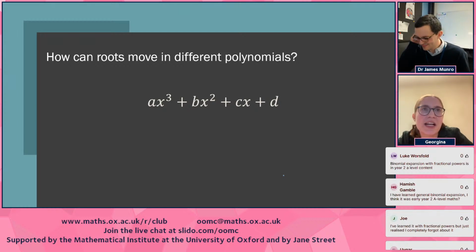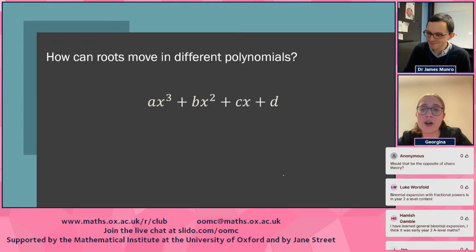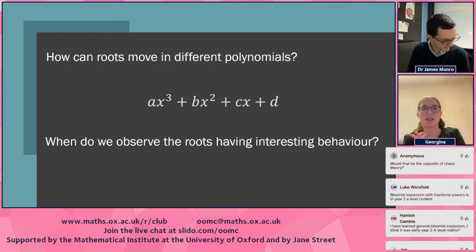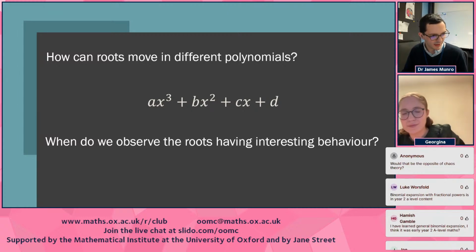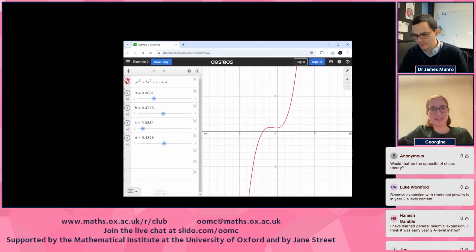So let's look at a general polynomial. Here we have a cubic and it has unknown coefficients A, B, C, and D. That could be general numbers. And we're going to look at when these roots have an interesting behavior. So not just the roots slightly moving back and forth, but when something funky happens. So James, if you could jump to the Desmos now, example 2. Yeah, getting it on screen.